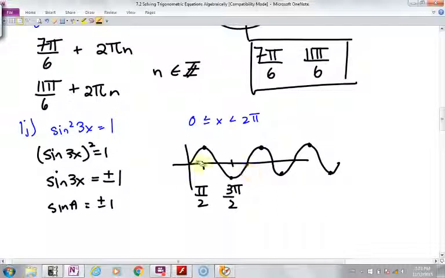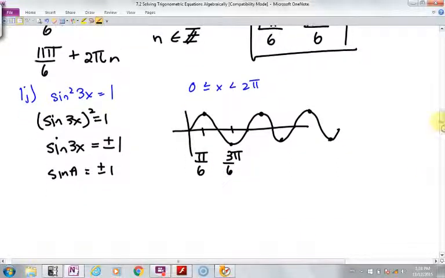Okay? But also these zeros are going to compress. So before it was pi by 2, we need to compress that by a third and get pi by 6. And 3 pi by 2 is going to become 3 pi by 6, which of course is pi by 2. But I'm going to just leave it that way for a moment. Okay? How do I find the next one right here? What will I do? Pi by 6 plus the period. Yes. And what is the period? Dylan, what's the period for this function here?